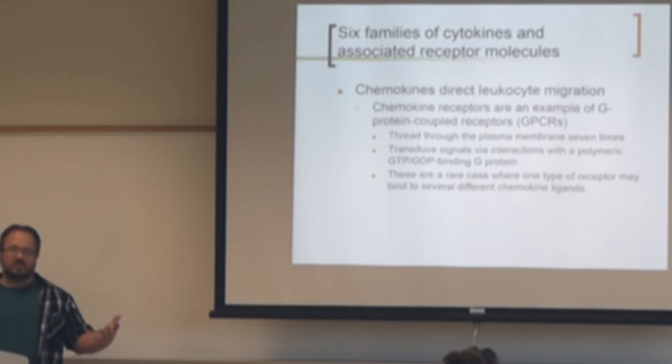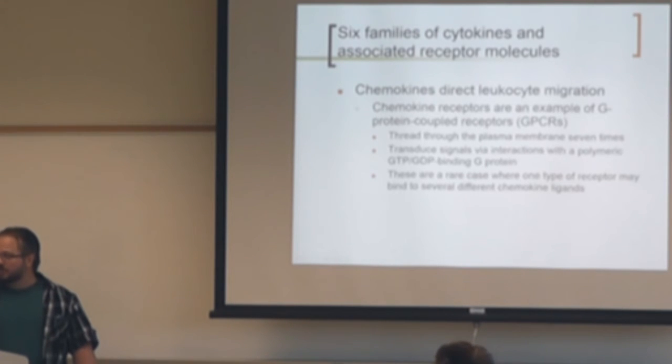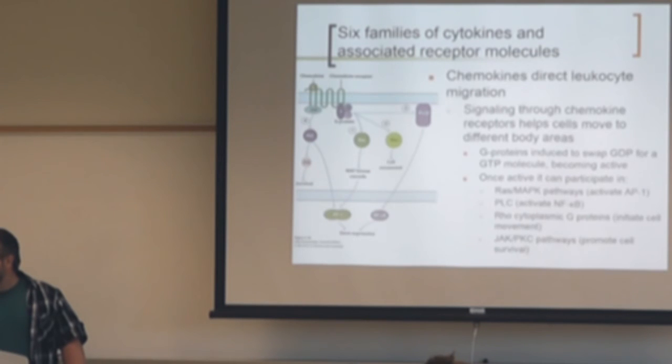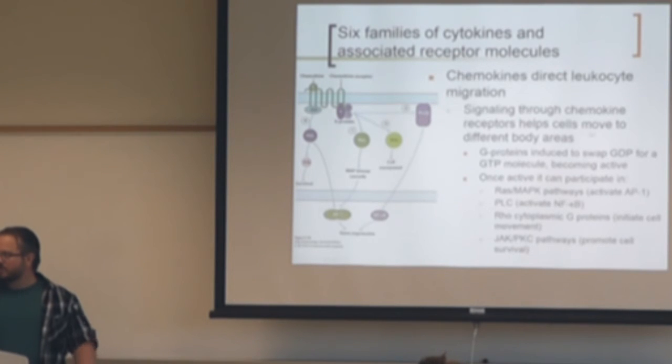You just need to know that the chemokines are going to direct lymphocyte migration. They're G protein coupled receptors. These receptors pass through several times. I'm not going to have you memorize that. And signaling through chemokine receptors basically just signals for the cell to move to different areas of the body. And so here's the type of signaling event you would see through these chemokine receptors.